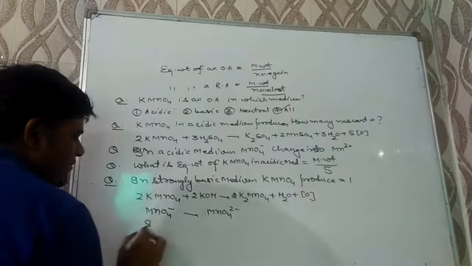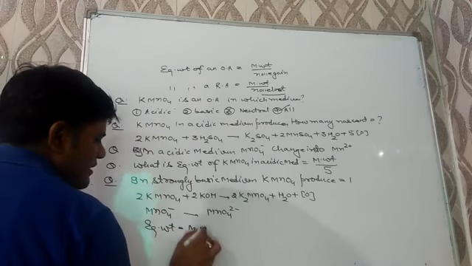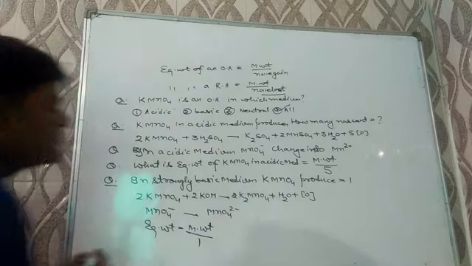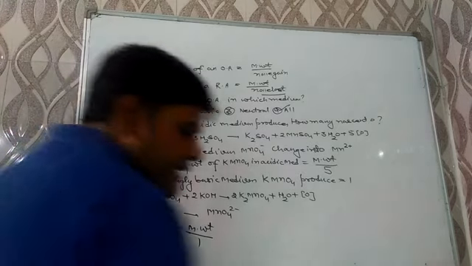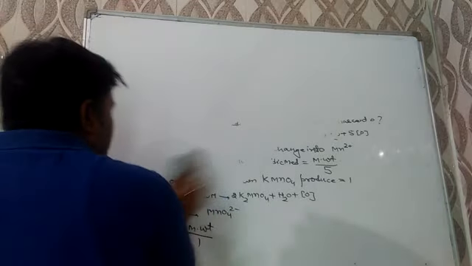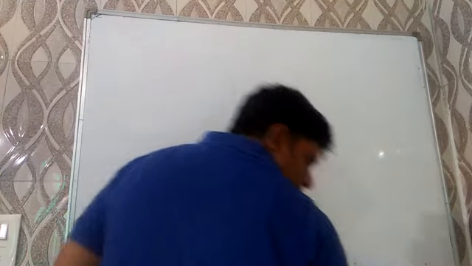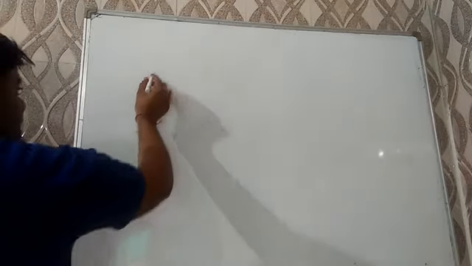So the equivalent weight will be equal to molecular weight over 1. Now we have to discuss neutral medium. In neutral medium, KMnO4 will produce 3 nascent oxygen.